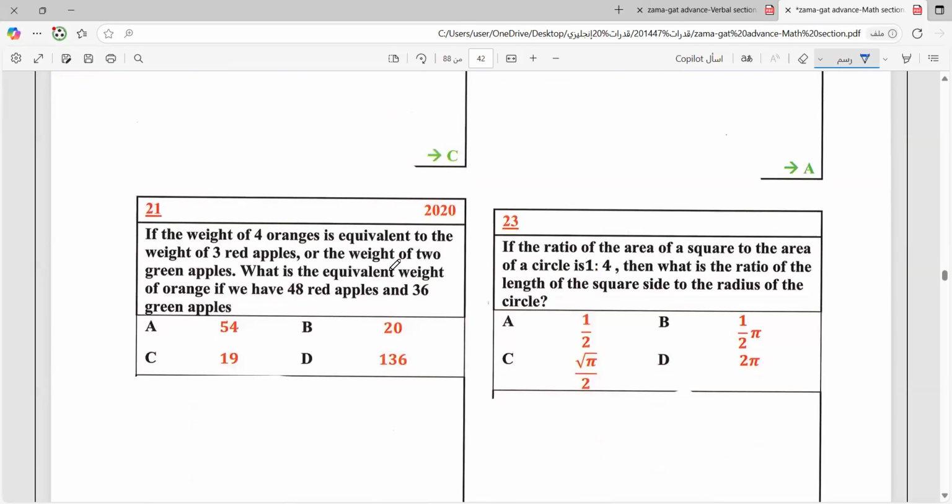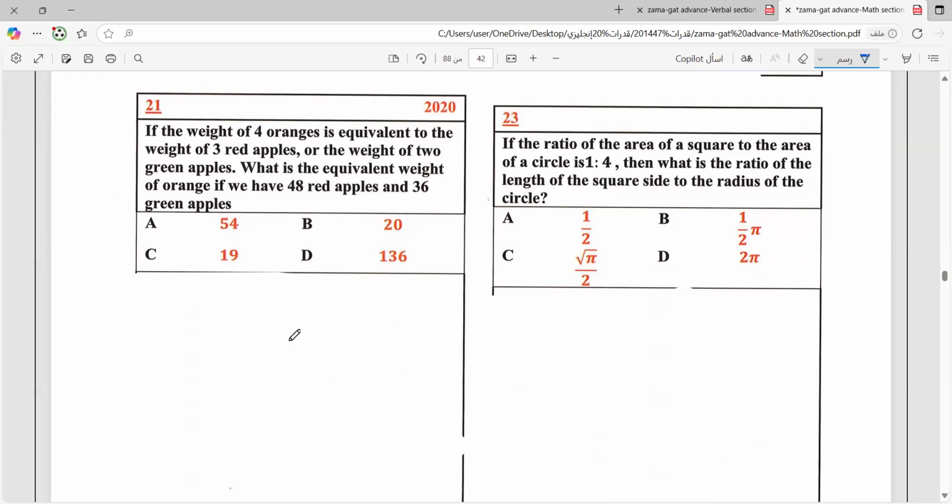Okay, number 21. Yalla, Yasmin, 21. If the weight of 4 oranges is equivalent to the weight of 3 red apples, or the weight of 2 green apples, what is the equivalent weight of orange if we have 48 red apples and 36 green apples?